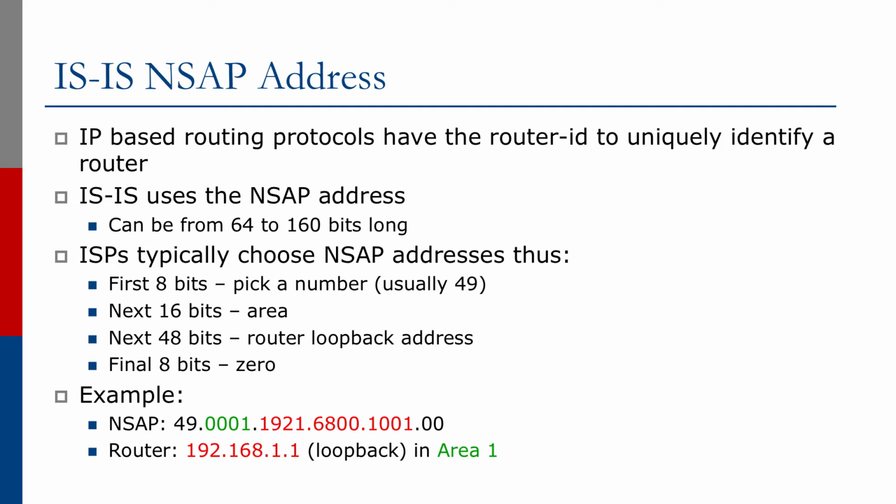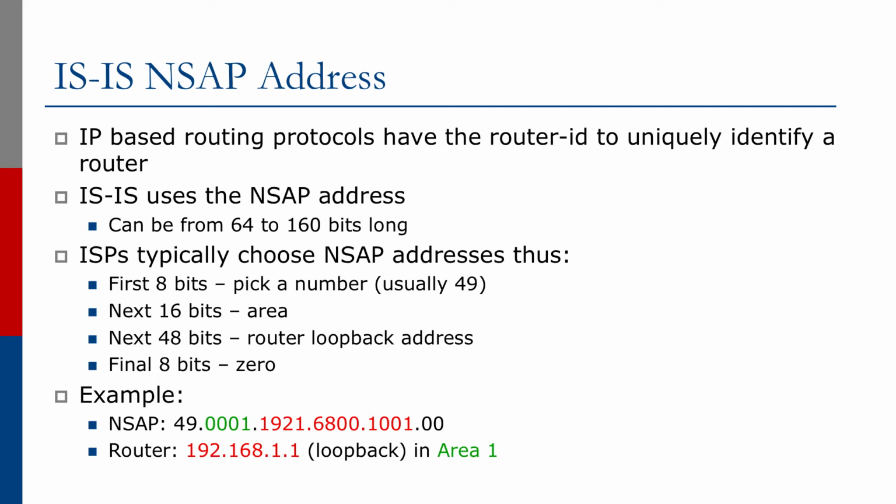The next 16 bits is the area. Typically 0001 is used. The next 48 bits are the router loopback address, where we take the IP address of the router and code it into 48 bits. And the final 8 bits are 0. So for example, we could have an NSAP of 49.0001.1921.6800.1001.00. That is generated from the IP address used for the loopback.